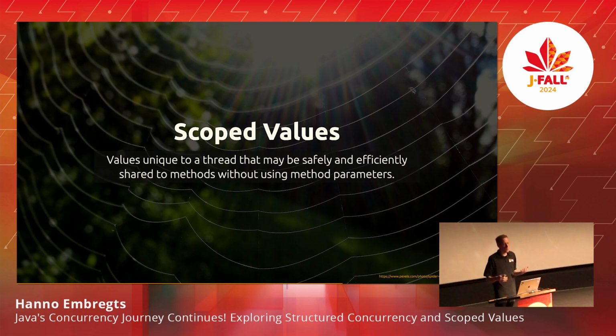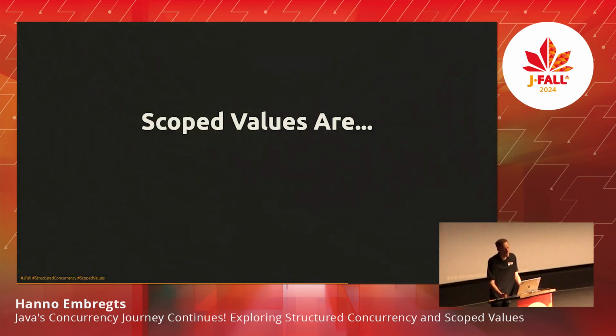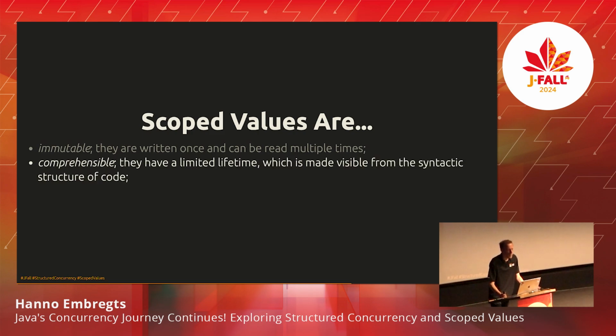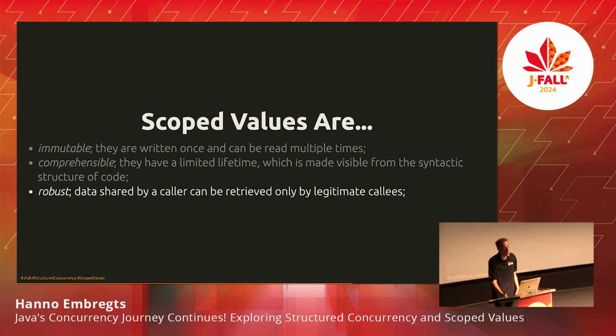They are values unique to a thread that may be safely and efficiently shared to methods without using method parameters. And they are immutable, so you can write them once and then read them multiple times, but you cannot overwrite them from external code. They have a limited lifetime, which is made visible from the syntactic structure of the code. So the braces blocks that you use with scoped values also indicate how long this scoped value is available. So that is a little bit more comprehensible.